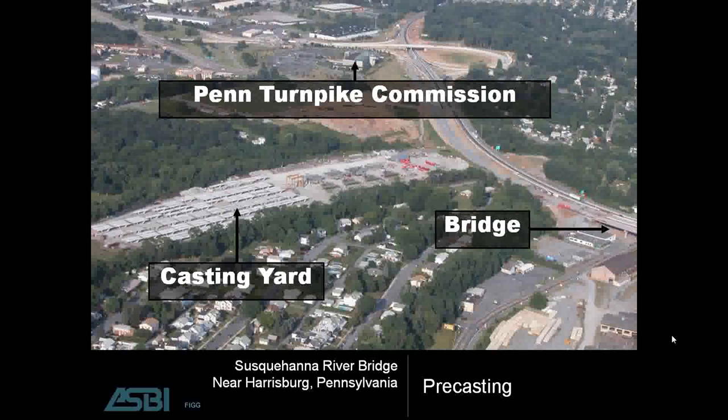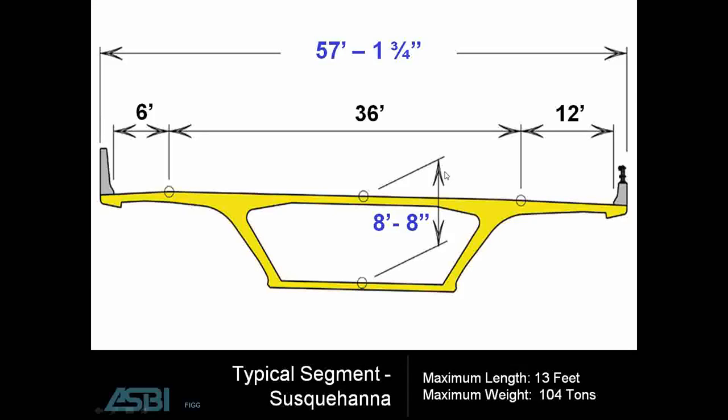Here we see the location of the casting yard and the bridge. The bridge is right at the end of the casting yard. You can see the storage there where the arrow points for the casting yard, and you can see the casting cells over here on the right. The Penn Turnpike Commission could look out their windows and see the operation. So they were under a watchful eye during the construction of this bridge.